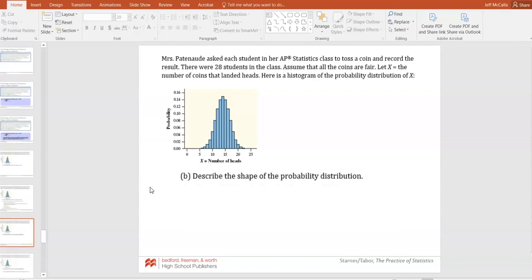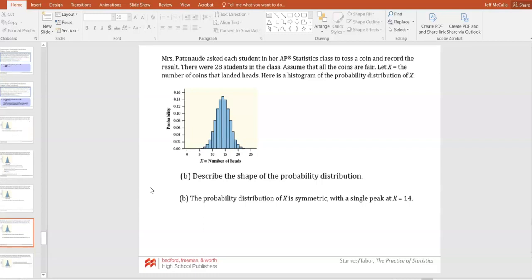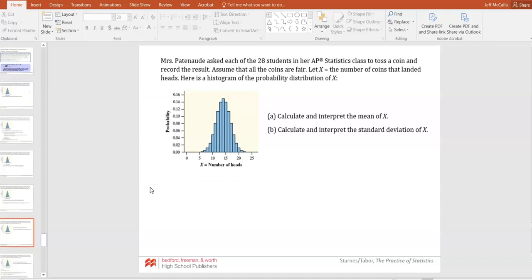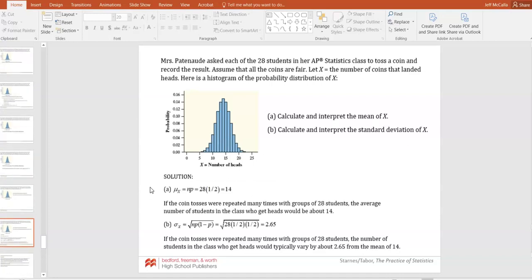Describe the shape of the distribution. The shape would be approximately normal, or roughly symmetric there. Calculate and interpret the mean. That's what I was doing the first time. So you use the formula np, which is 14, and then the square root of npq is 2.65. If the coin tosses were repeated many times with groups of 28 students, the number of students in the class who get heads would typically vary by about 2.65 from the mean of 14.